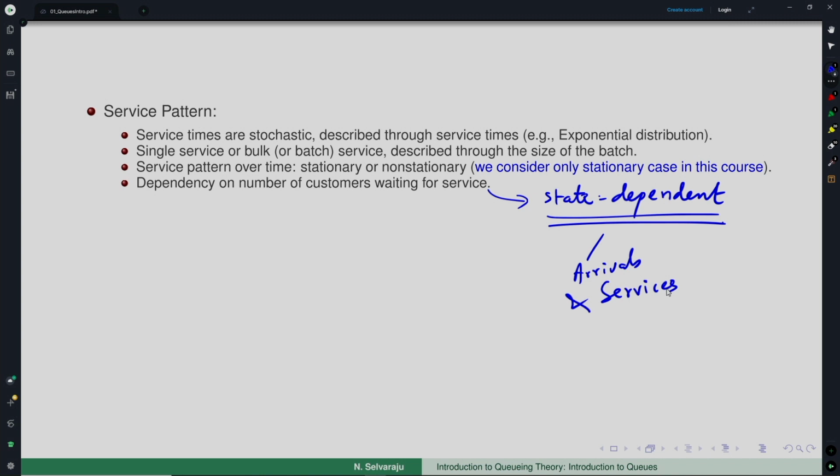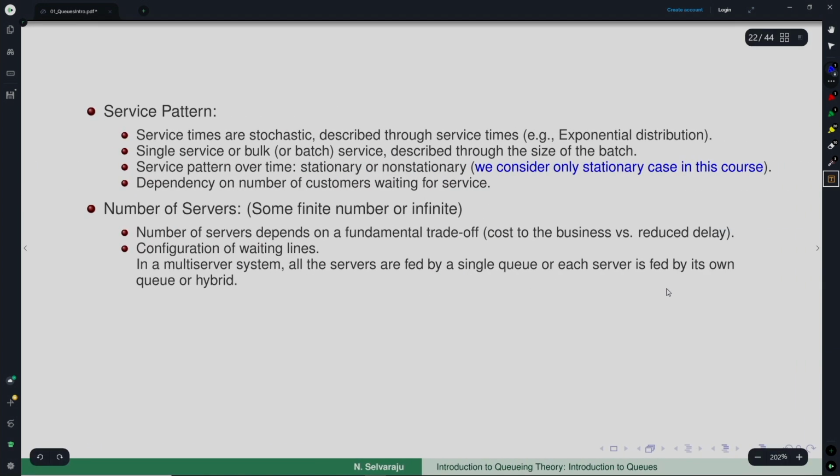So again, this is broadly the service pattern we looked at in this case. With respect to the server something might happen, of course, but those are further things. Whatever happens with respect to the service part, if you describe it completely, then only have you described completely the pattern of service that you have. Then the third ingredient is the number of servers.